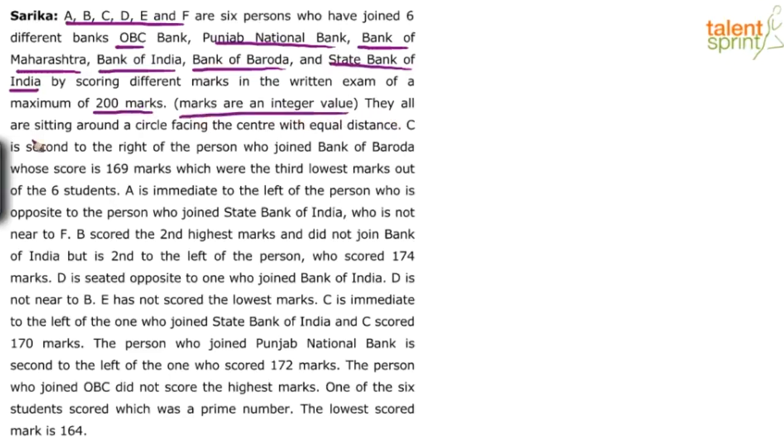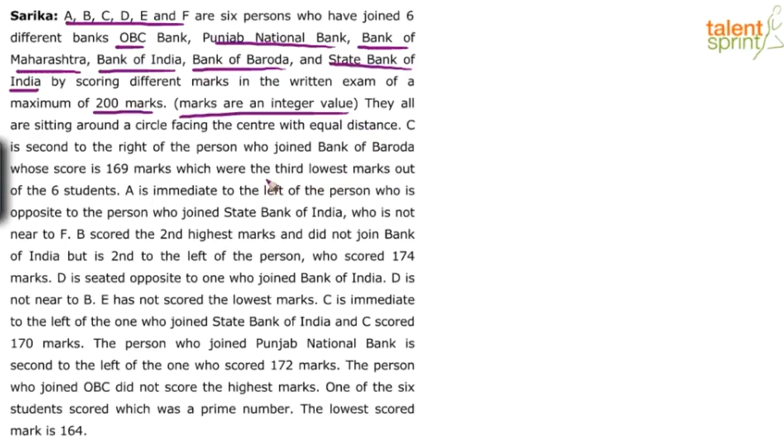Now see, they all are sitting around a circle facing the center with equal distance. So that's the point which you have already looked at. From this point onwards, the clues have been given. Like C is second to the right of the person who joined Bank of Baroda, whose score is 169 marks, which were the third lowest marks out of the 6 students.